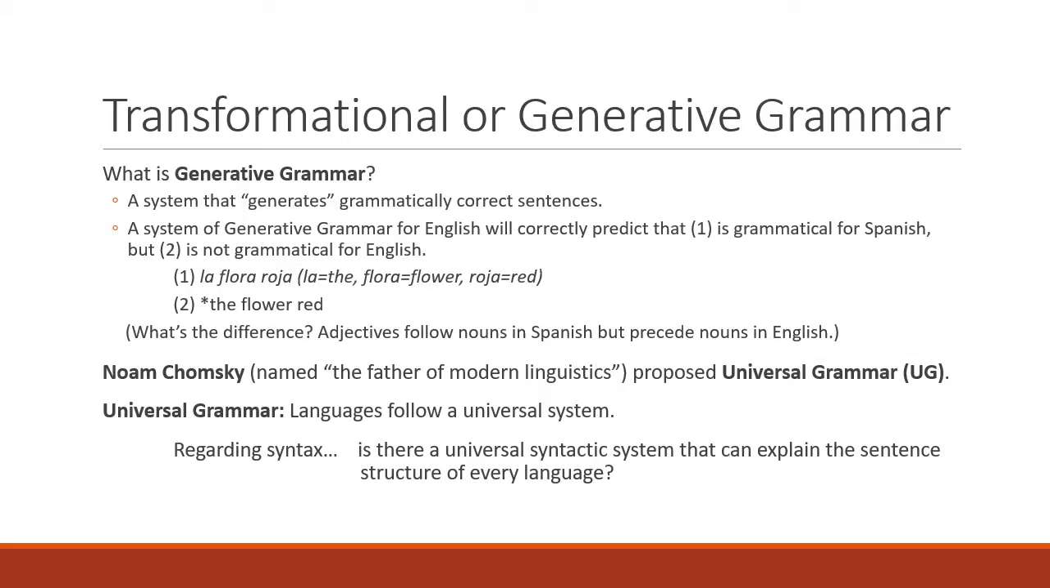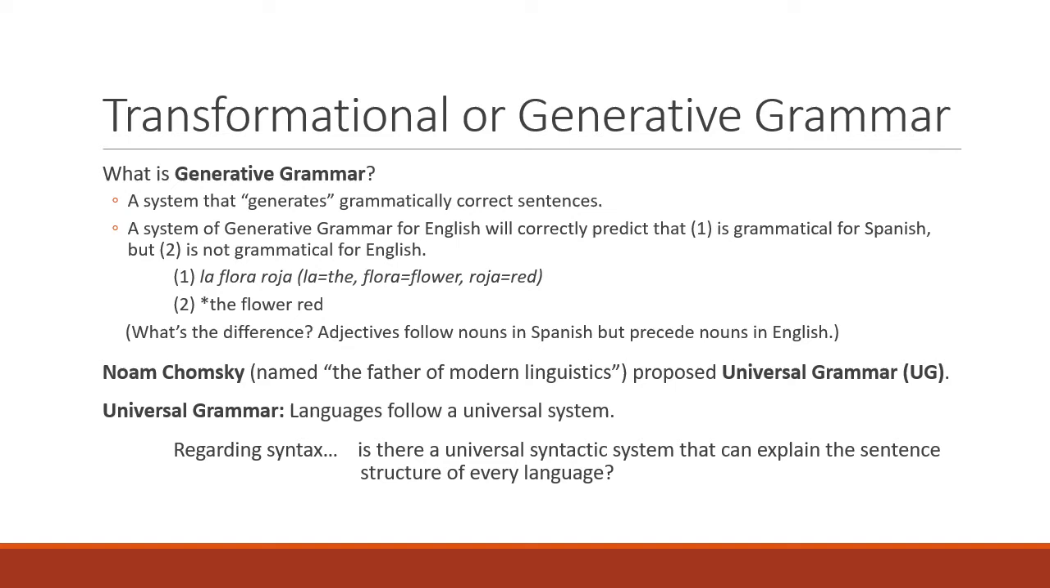So we're going to use transformational or generative grammar. The book introduces it as both. We'll keep talking about it as generative grammar. They're the same. So what is generative grammar? A system that generates grammatically correct sentences. A system of generative grammar of English will correctly predict that one is grammatical for Spanish, but two is not grammatical for English.